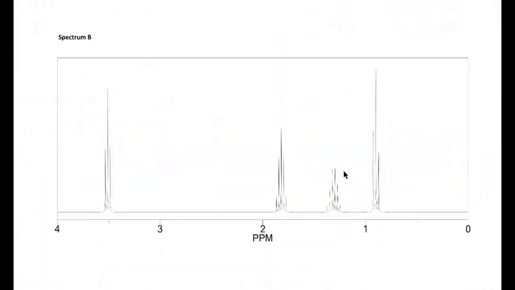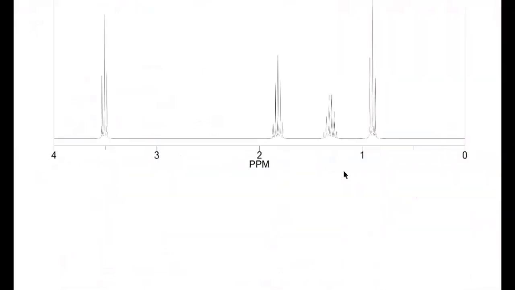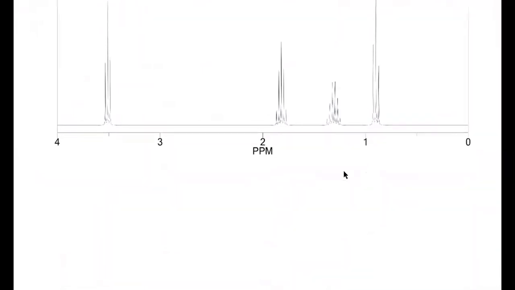What do you think? Spectrum B. This is free points. If you can tell me which compound this is, I'm going to put it on there. You got to pick out the signals, though. We don't have any infrared data here, but what do you think?